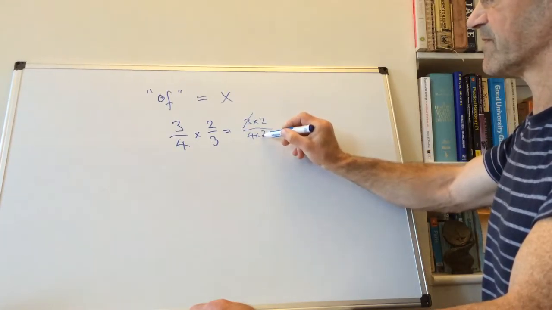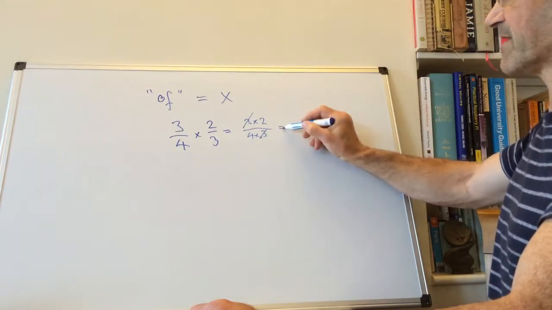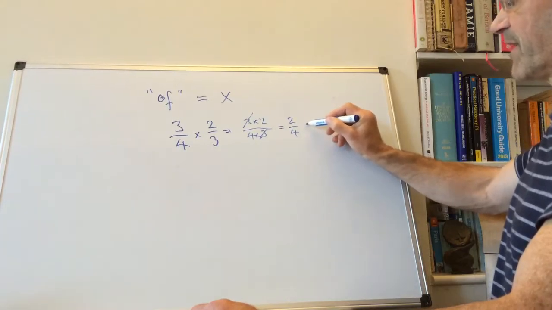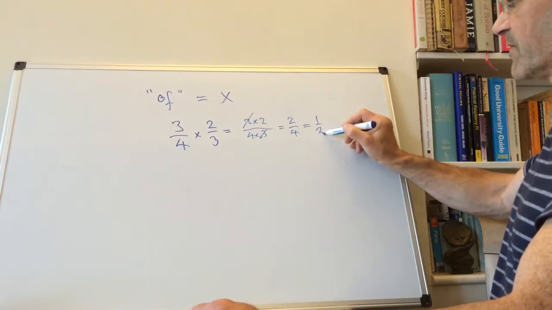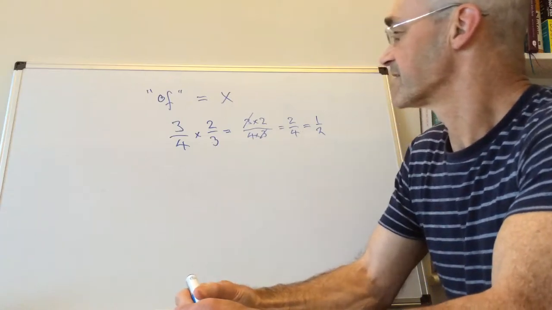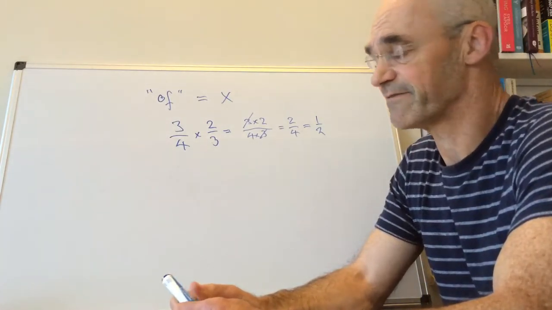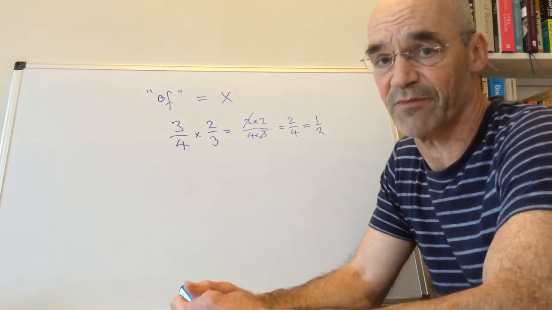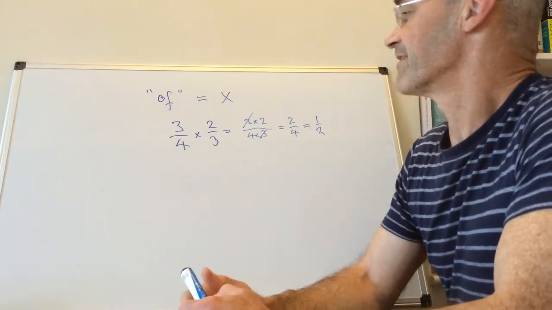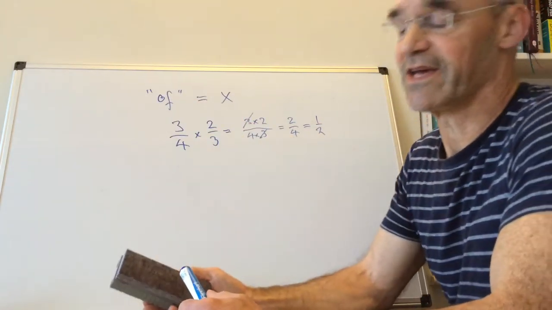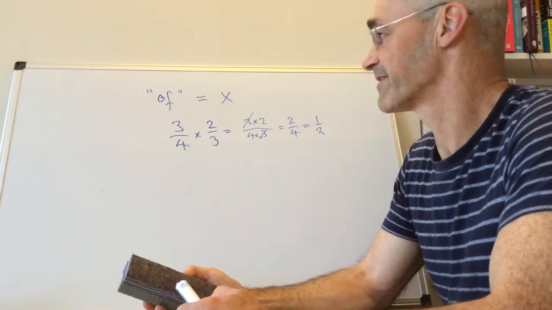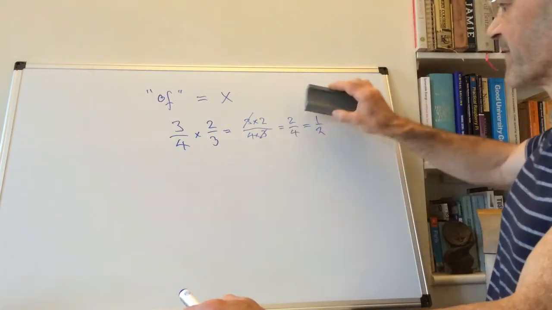And we can cancel those 2 3s. So that's equal to 2 divided by 4. Which is equal to 1/2. So 3/4 of 2/3 is 1/2. So not such a difficult problem. And that's the trick. When you hear the word of in that kind of context, think about multiply.